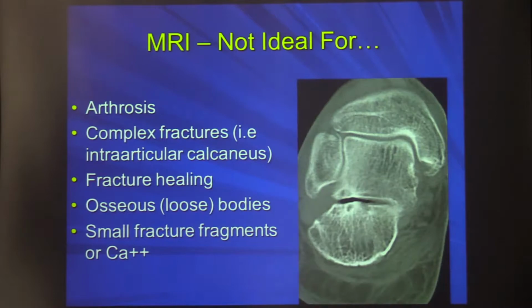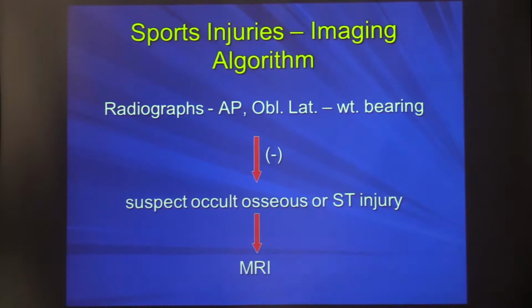But what is MRI not good for? It's not good for arthropathy. It's very poor in terms of evaluating complex fractures, such as those that occur in the intra-articular portion of the calcaneus. It should not be used for fracture healing. Radiographs or CT are far better for fracture healing. It's limited, as you know, in the evaluation for osseous bodies, small fracture fragments, or calcification.